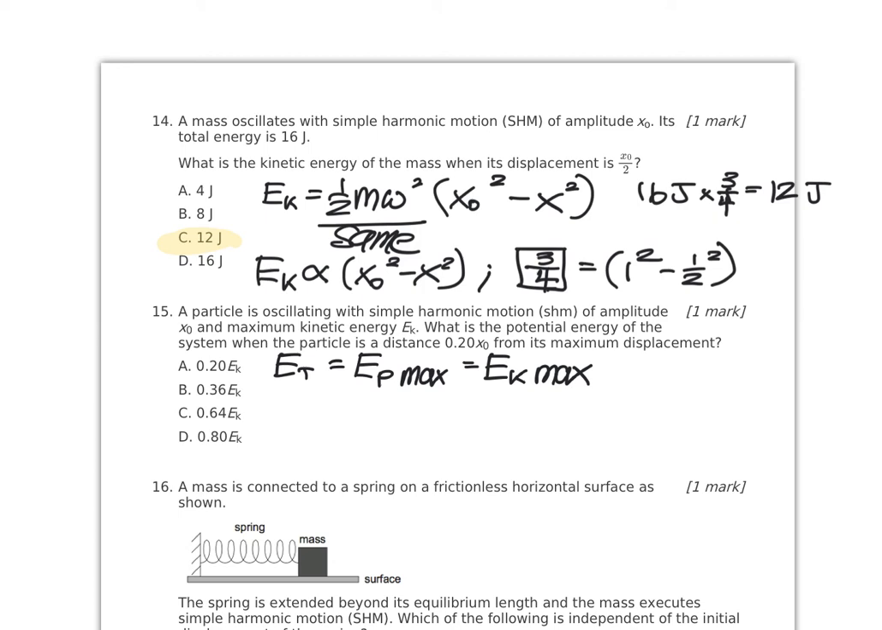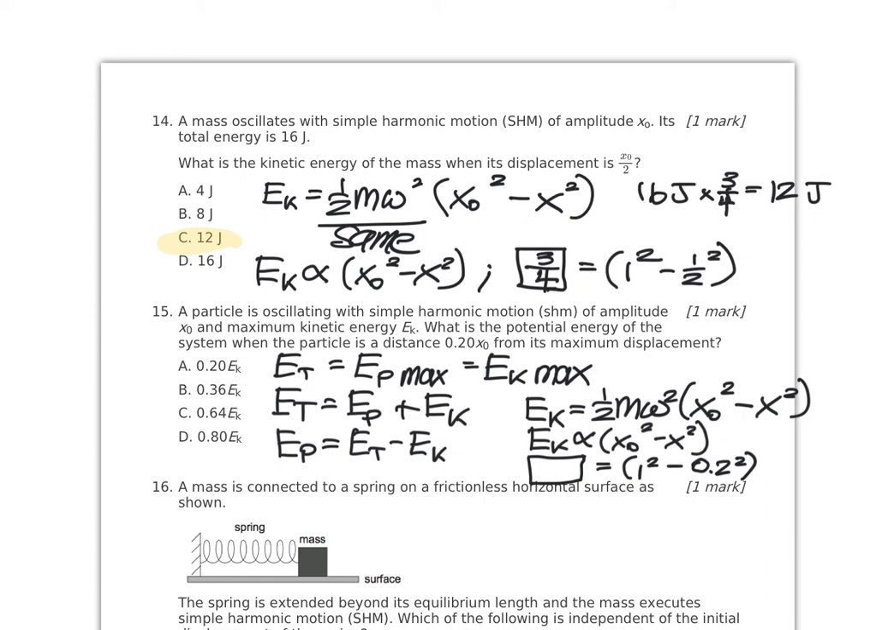So it wants to know what's the potential energy of the system when the particle is 0.2 times the amplitude from maximum displacement. We don't have a formula for that. However, at any given point, the total energy of the system is the sum of the potential plus the kinetic. So if we know the total energy of the system, and we don't have an equation for the potential energy, we kind of do. We can use the equation for kinetic energy, and the reason we care about that is because we do have an equation for kinetic energy.